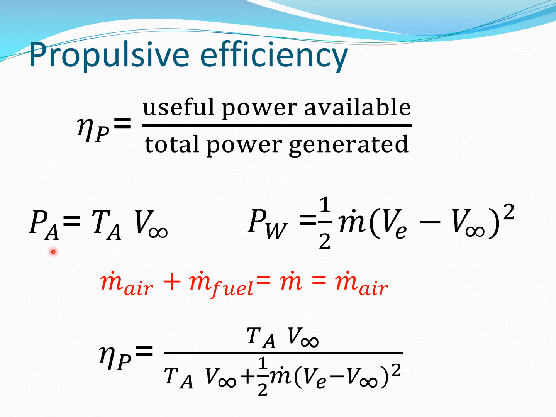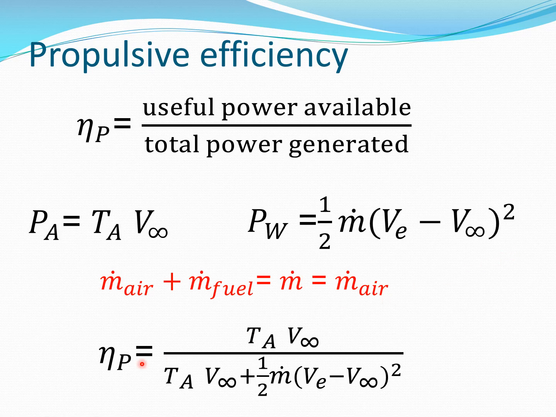So PA, or the useful power, would be TA into V infinity, and of course that is the power wasted, and that is going to be half m dot VE minus V infinity square, because this particular increment of velocity VE minus V infinity, which is out there in the wake, that was really not very useful for us. That is simply speeding up the air behind the engine, and that is something which is really being wasted.